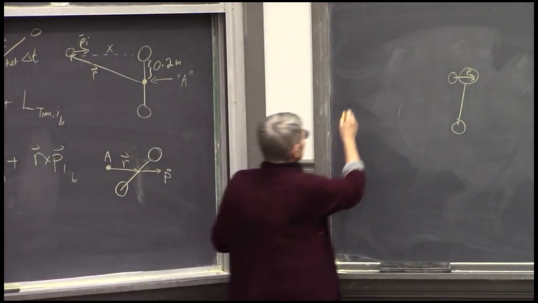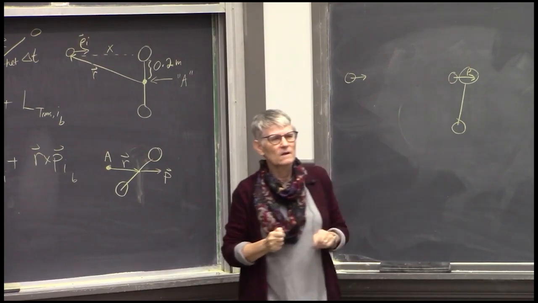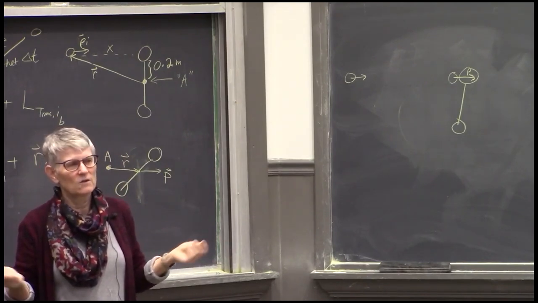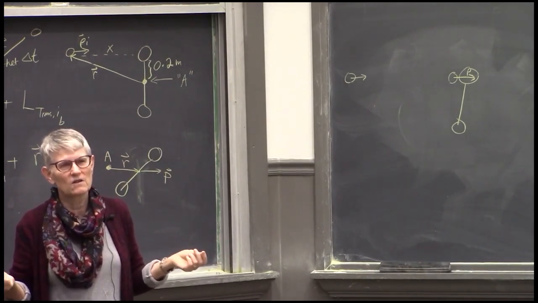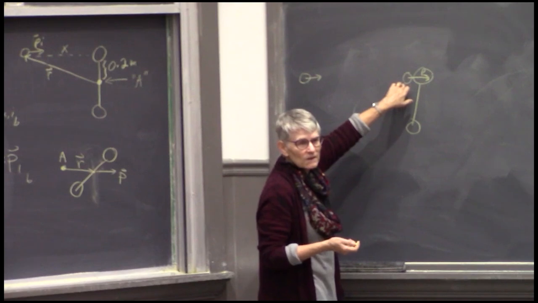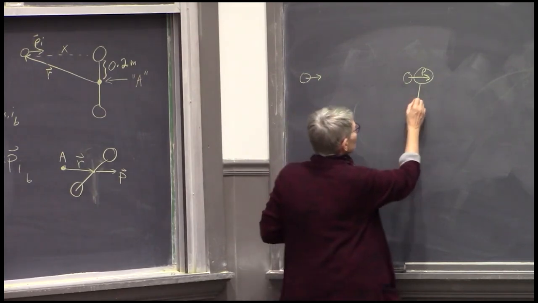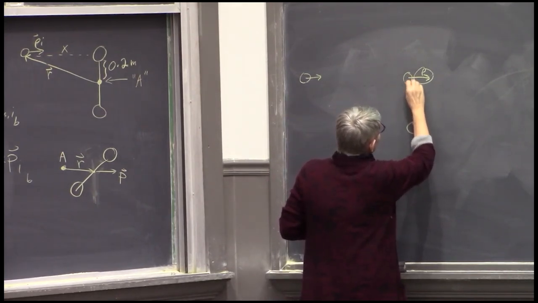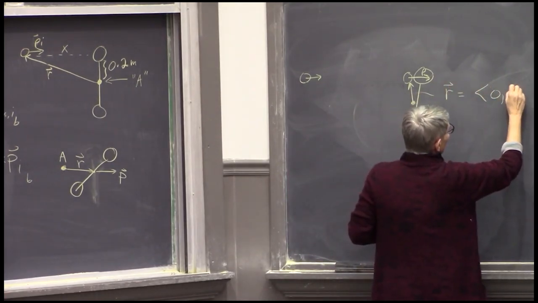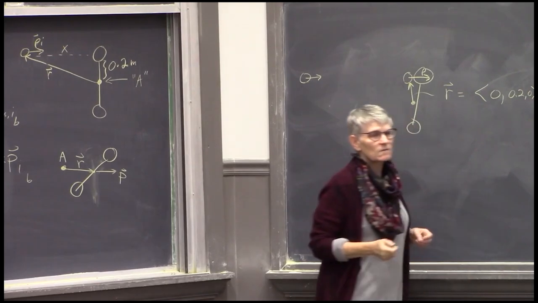Why is that okay? Well, it's okay because did the angular momentum of this ball change as it moved along here? Were there torques acting on it? There weren't any forces acting on it. There weren't any torques acting on it. So the angular momentum didn't change. So the angular momentum should be exactly the same. So that's legitimate, in which case R is equal to 0, d over 2 meters, and we can calculate it.